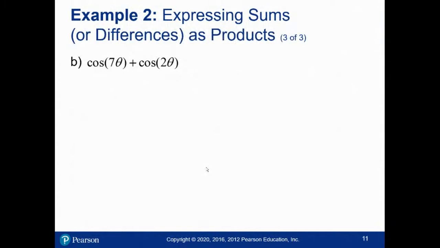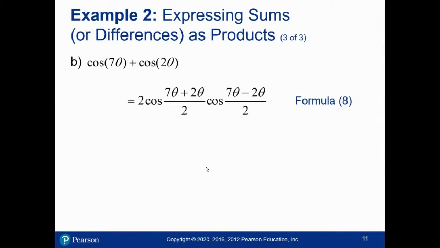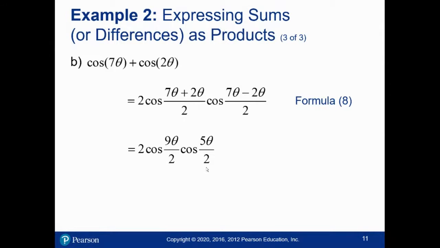Okay, for part B, we're just looking for the one that has 2 different cosines added together, and that's formula 8. And just plugging in the various terms, we end up with the following, and there's not a lot we can do to simplify that down. So that's really all there is to this section.